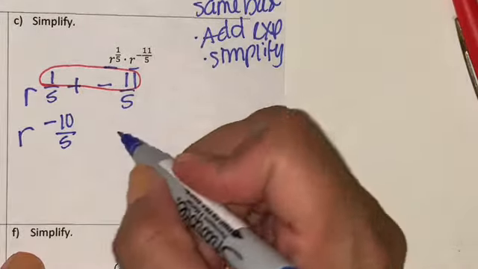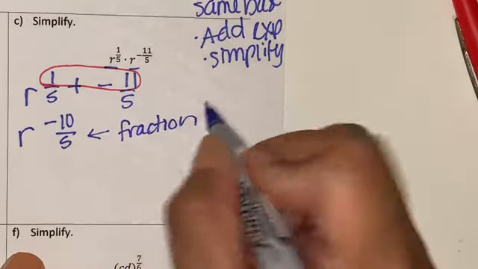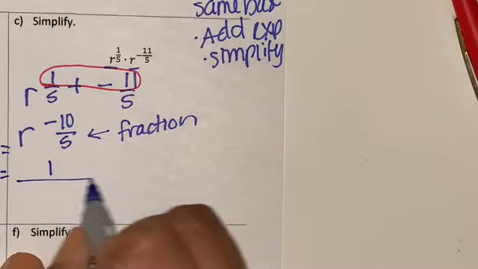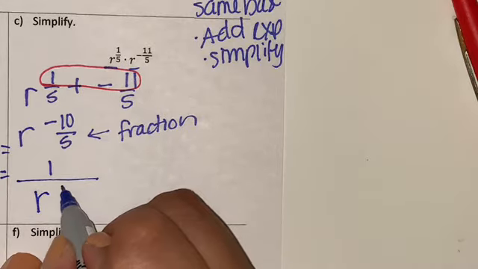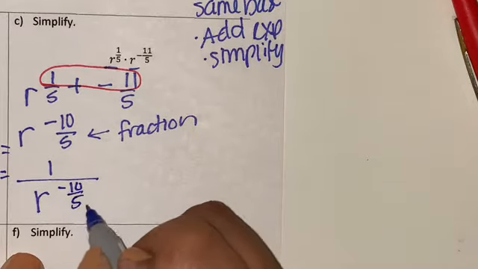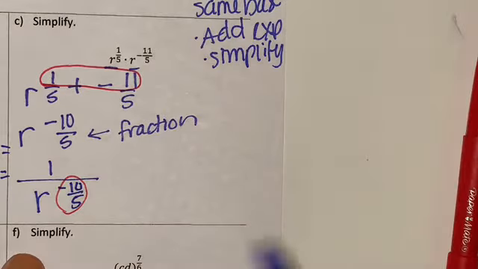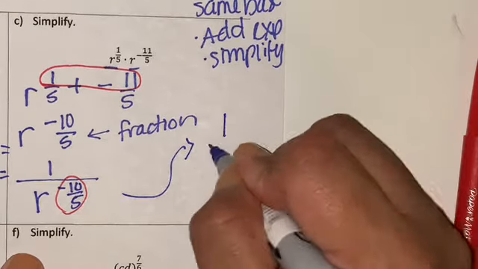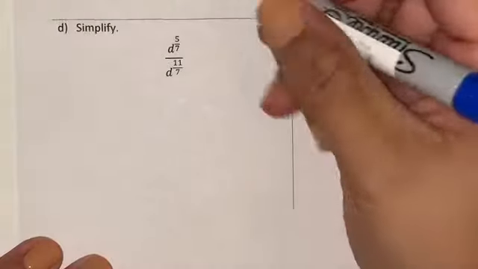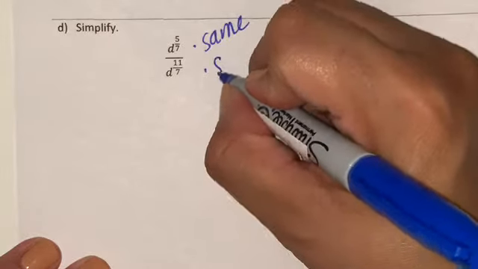So then this needs to become a fraction. So it becomes 1 over R to the negative 10 over 5. I need to simplify my exponent. So then I get 1 over R squared. And that's your solution.